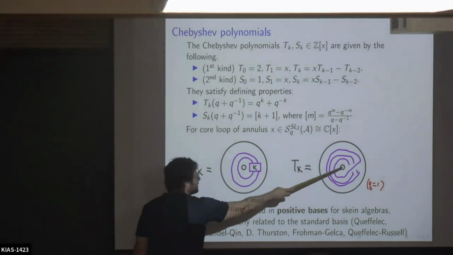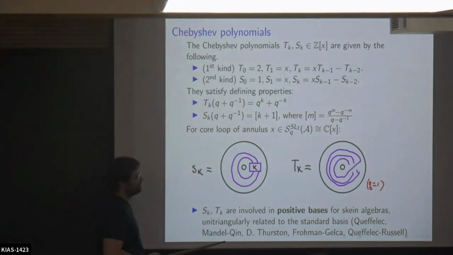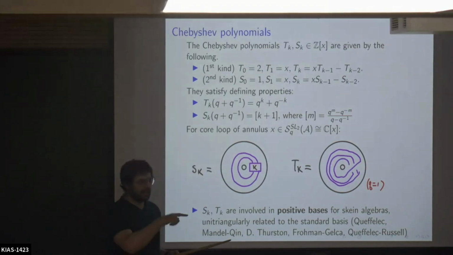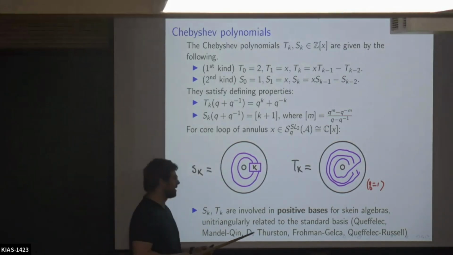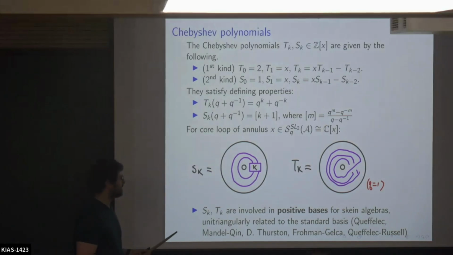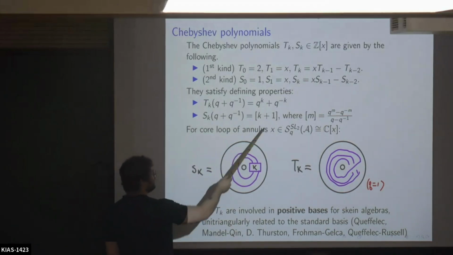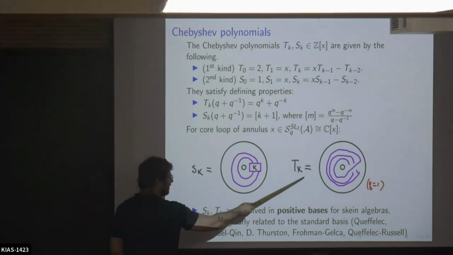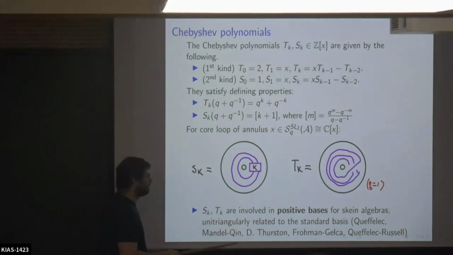I guess this picture is also related to the following: if you think of a loop as an element of the fundamental group, and you concatenate it with itself K times, you get something homotopic to this. That's related to why you're getting the trace of the power of a matrix. We talked a little about why T_n is important for roots of unity. But both these polynomials actually show up when you study Skein algebras for generic values of q also, or when q is a formal variable.